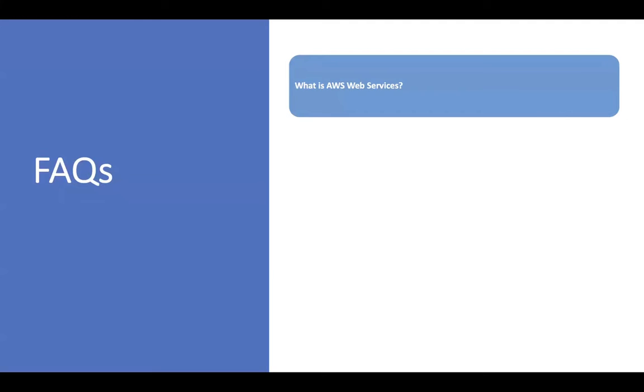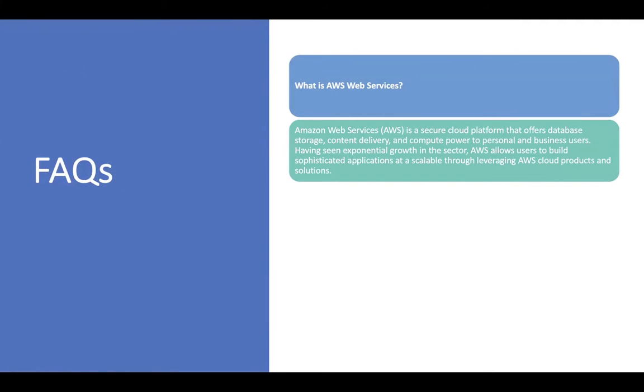Next, generally the question everyone asks is, what is the AWS service? Amazon Web Services is a secured cloud platform that offers database storage, content delivery, and compute power to personal and business users. Having seen exponential growth in the sector, AWS allows users to build sophisticated applications that are scalable by leveraging AWS cloud products and solutions.